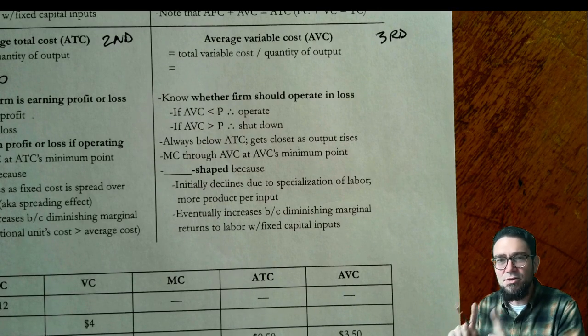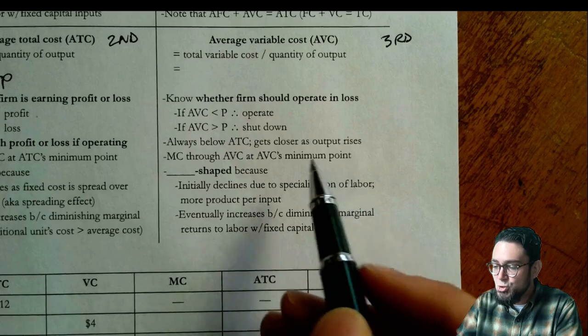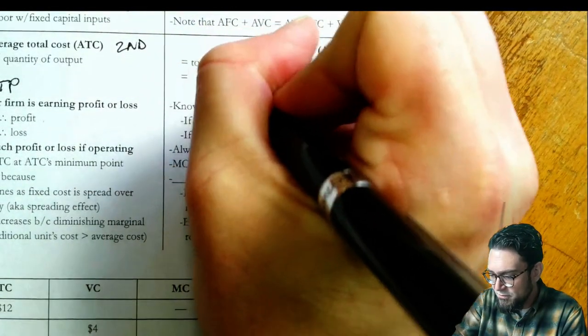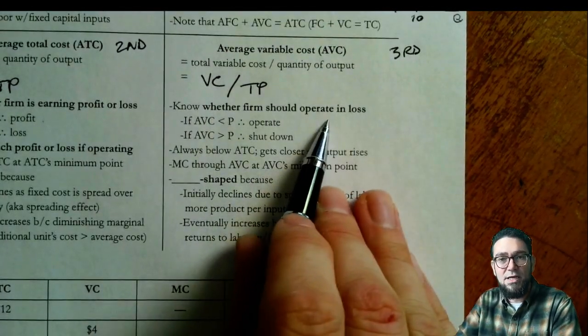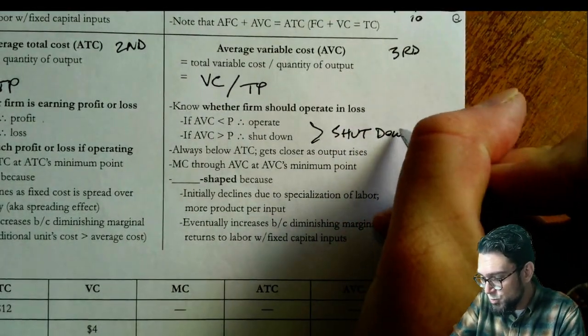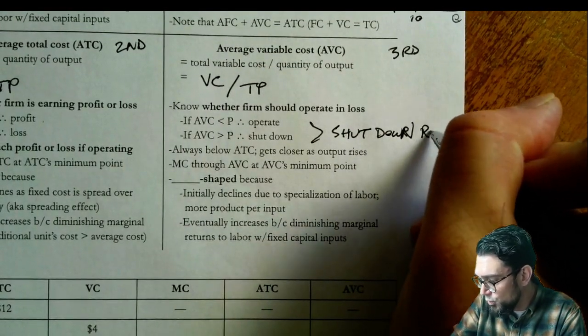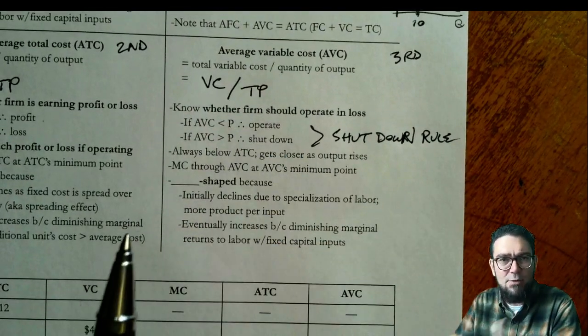Now, this is a little bit easier to understand with a graph, and we're going to come back to it later in another lesson. But in short, this one is, and we'll write the formula, variable cost divided by total product. This one is used to know whether we should be operating at a loss, and this is called the shutdown rule. We'll come back and look at the application of that rule later, but for right now, I'm just telling you why we have this.